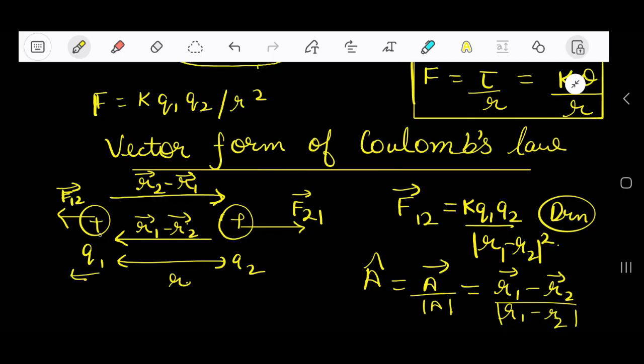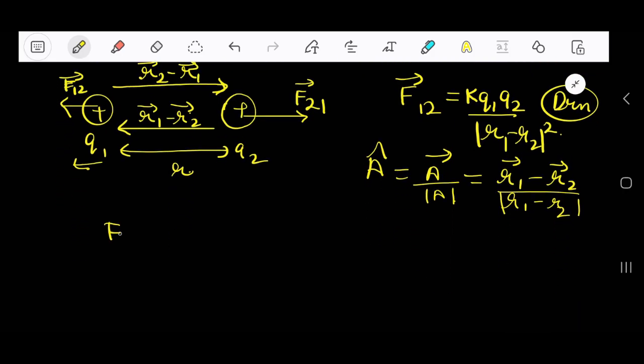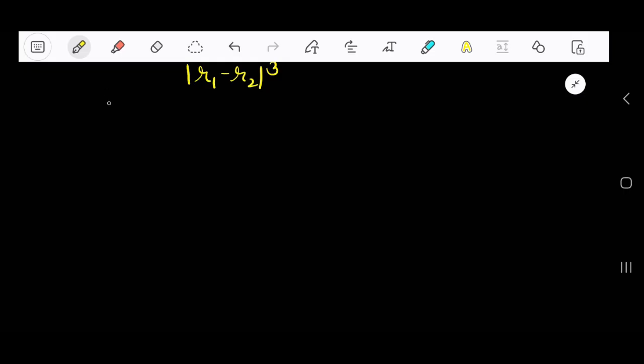So we are seeing for the first body and the direction is towards left, therefore we have considered r1 minus r2, right? So we'll be substituting it here and we get force on 1 due to 2 is k q1 q2 upon mod r1 minus r2 cube, times r1 minus r2 vector. So this is the vector form of Coulomb's law. Next we will study about the principle of superposition.